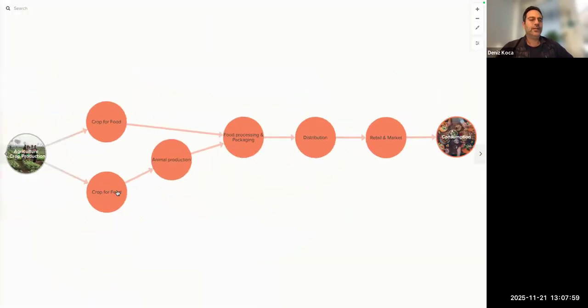A very simple supply chain. So we do agriculture to produce the food. This can be crop directly for human consumption as food, or crop for feed so that we can feed our animals, and then we process that crop, pack it, and make it available in the market so that we can all consume.